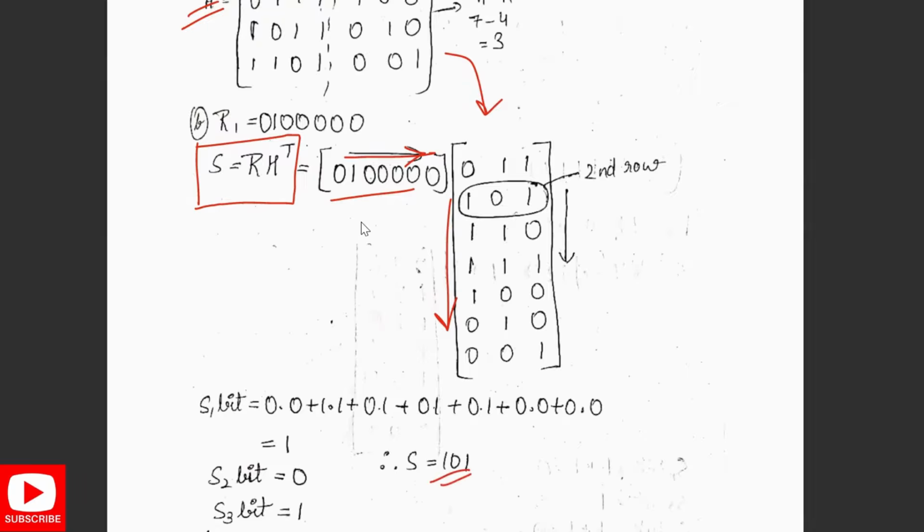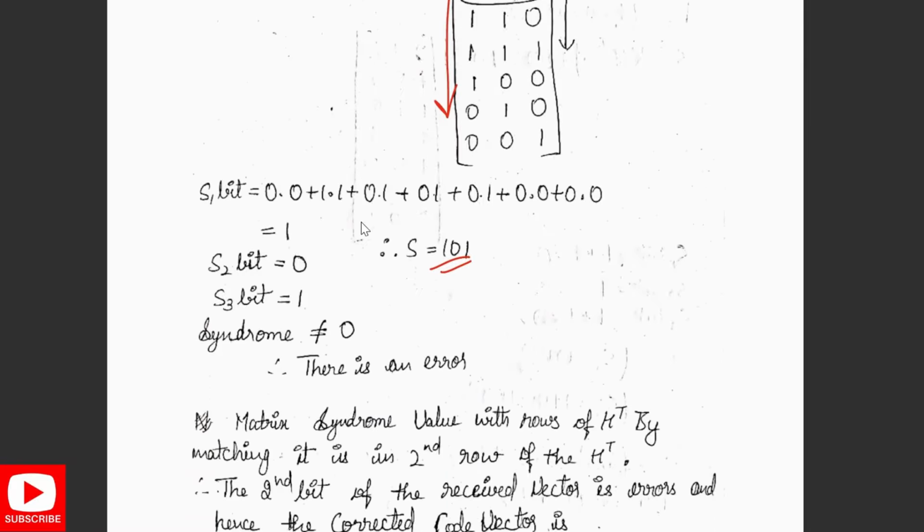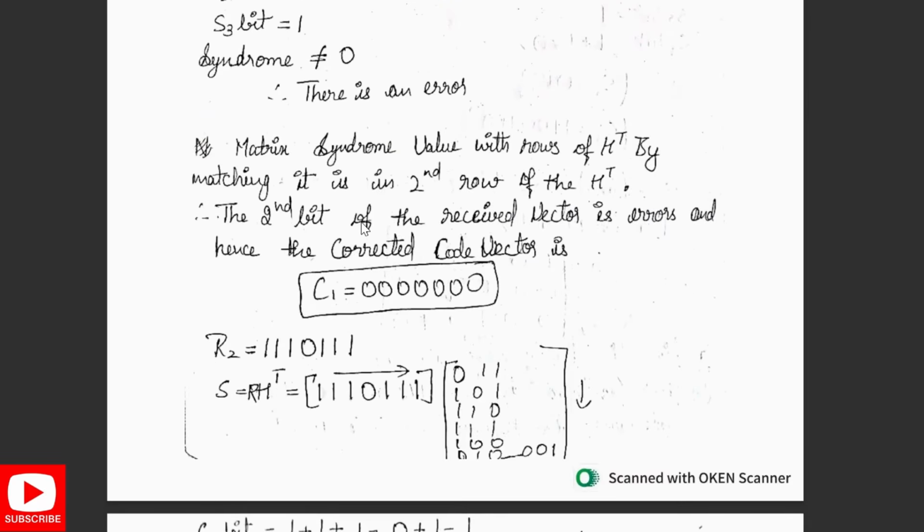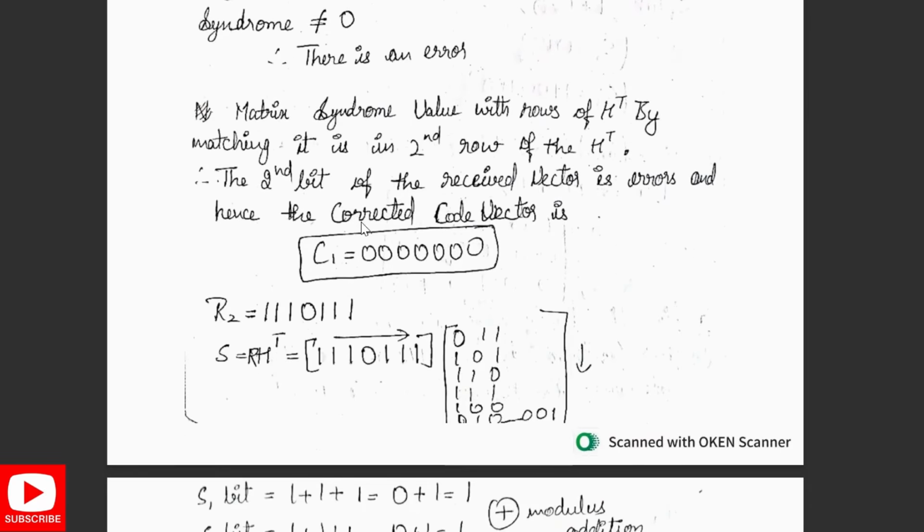What you have to do is find out where this 101 is in H transpose. You can observe it is in the second row of our matrix. So where is the error? The error is in the second bit. So there is an error, and you have to change the second bit, the place where the error has occurred. That we will do in the error correction.